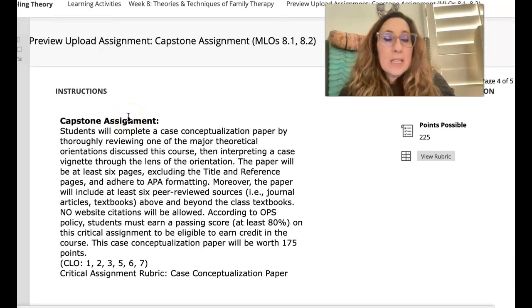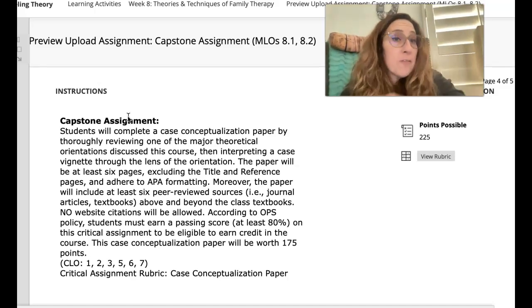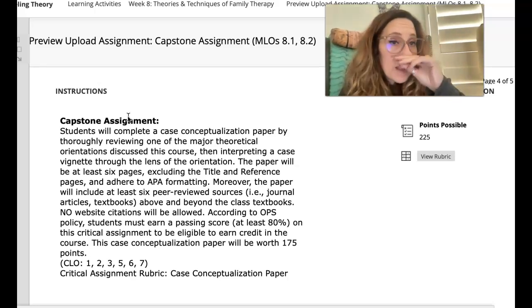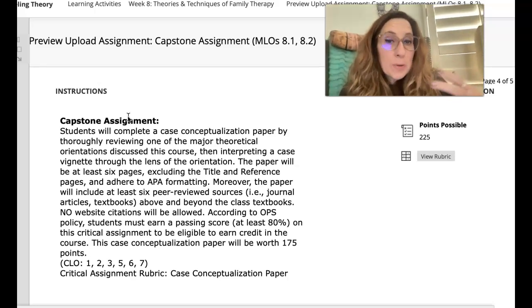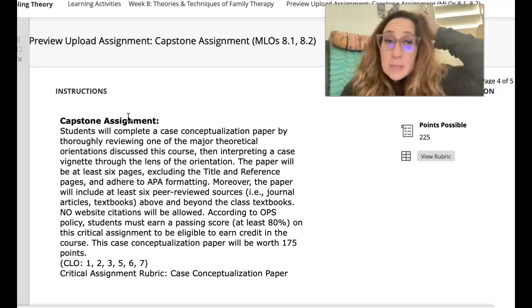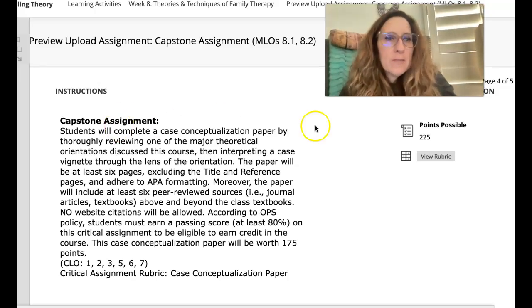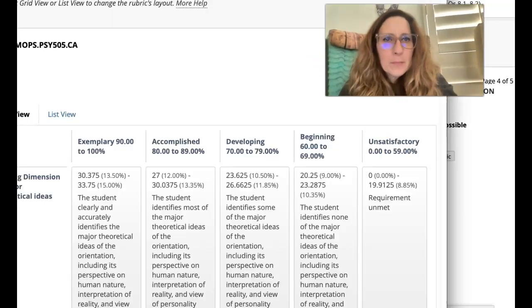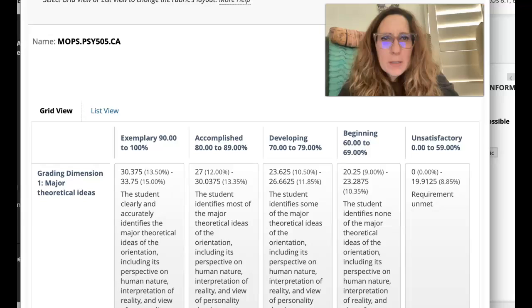Students will complete the case conceptualization paper by looking through a theoretical lens. Now, in week 4, it talked about using this family and looking through a theoretical lens, just to give you guys practice, right? This is meant to be peer reviewed, all those kinds of things. I'm just going to go ahead and click on the rubric, and I'm just scooting this over here.